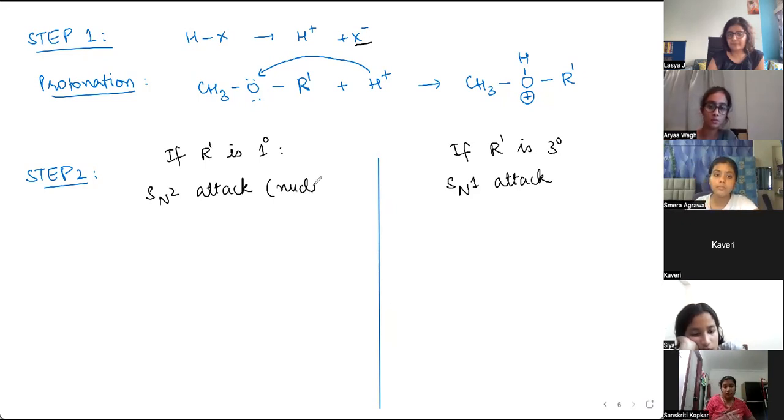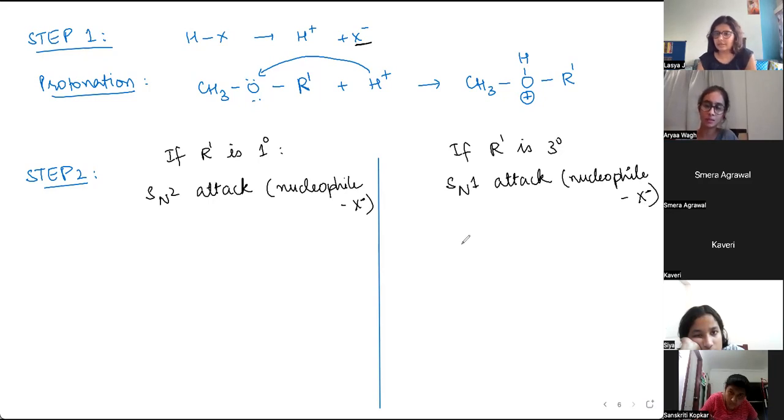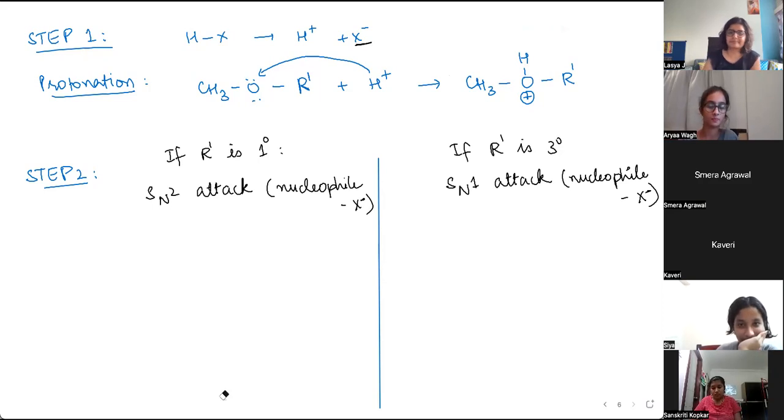A bit unrelated, but since here there is HX, in haloalkanes there was a statement I wrote that iodine is the best leaving group. Meaning, when you have RX, the easiest bond to break is the one with iodine. The one that leaves most easily is iodine, because of its larger size compared to chlorine and bromine.